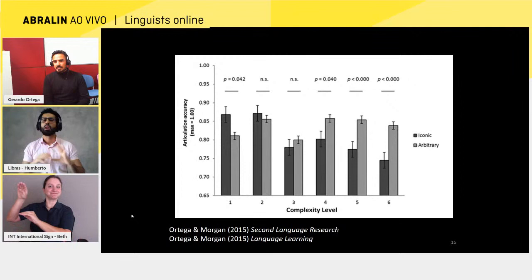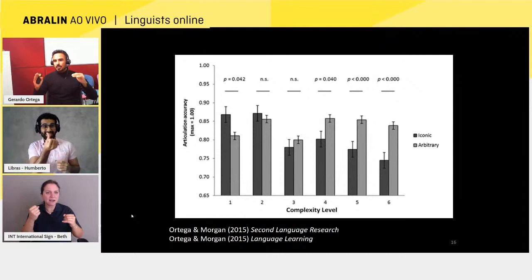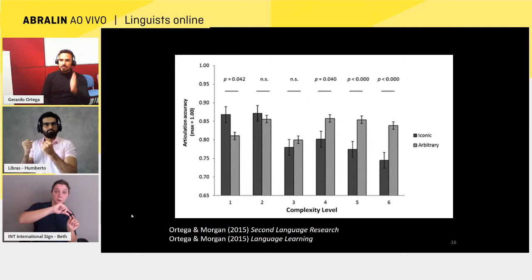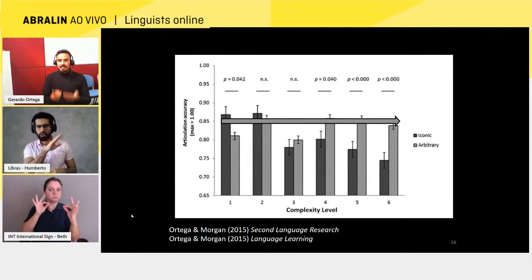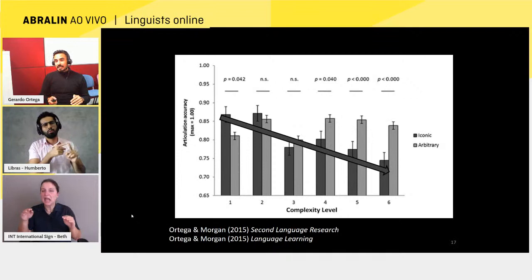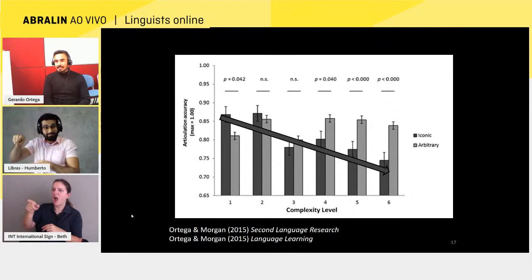So here, again, in this graph, on the horizontal axis, you will see the six different levels of complexity of the signs, with number one being the simplest signs, and number six being the most complex in terms of structure. And in the vertical axis, you will see the degree of accuracy. What you can see is that for arbitrary signs, things like present, the level of accuracy remains pretty stable across all the different levels of complexity. And what's interesting is that iconicity had a negative effect, because the more complex the structure of the sign, the less accurate they were.